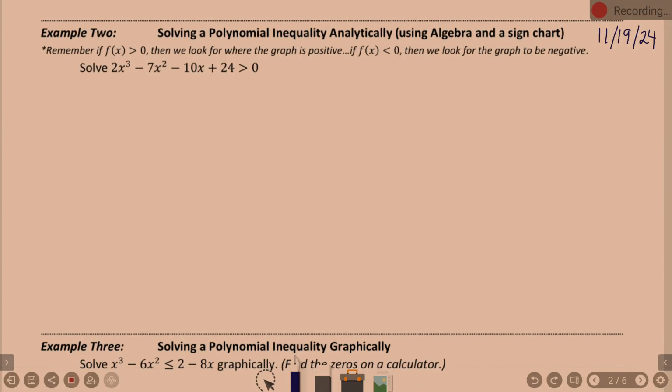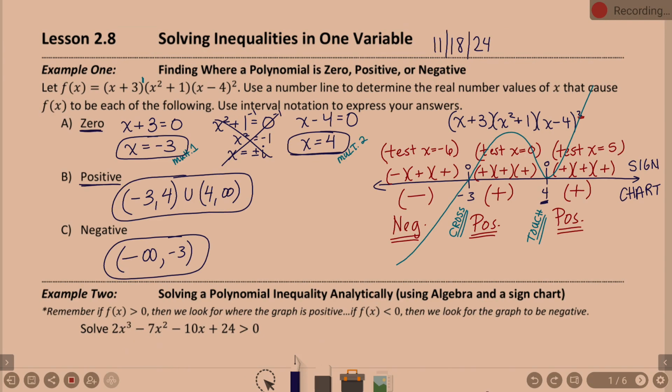We are picking back up in 2.8 where we left off, which is example 2. I think it's still on here. If you recall in example 1 yesterday, we just looked at a factored polynomial. That was the nice part, it was factored. And we found where our equation equaled 0. And then we looked at the positive and the negative intervals.